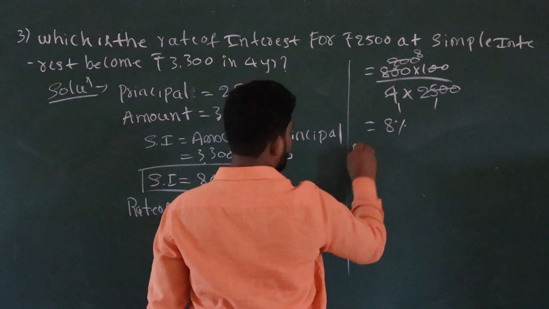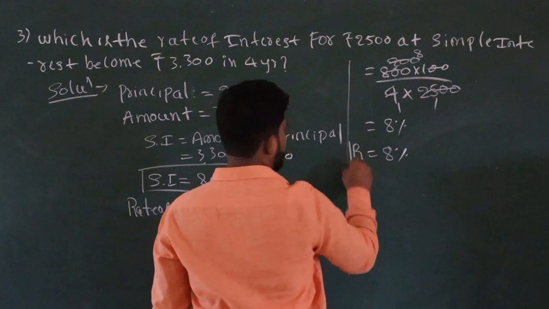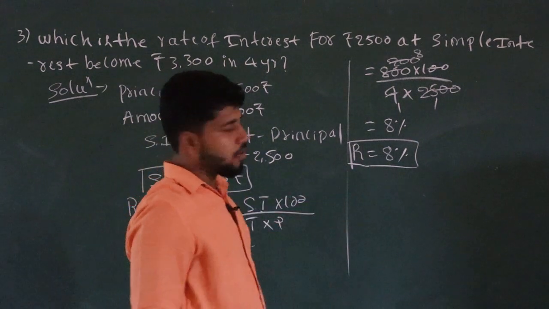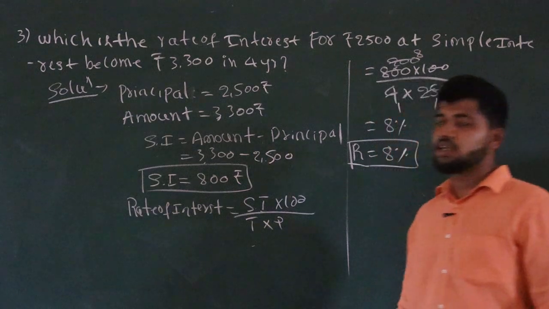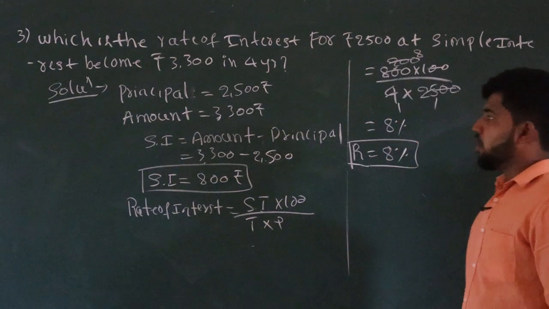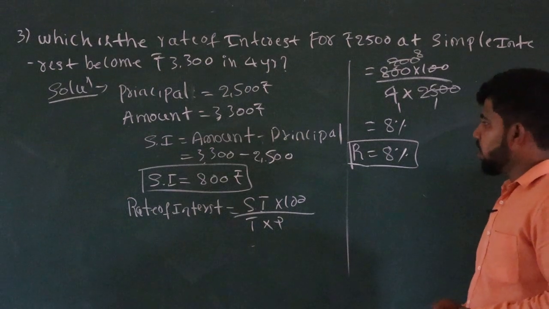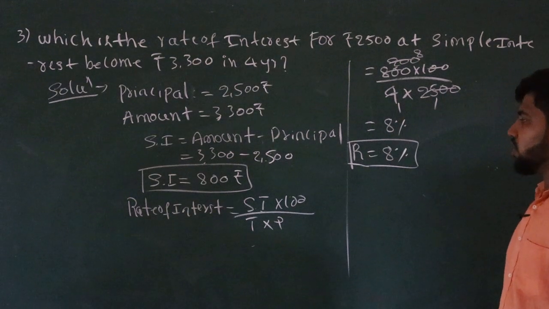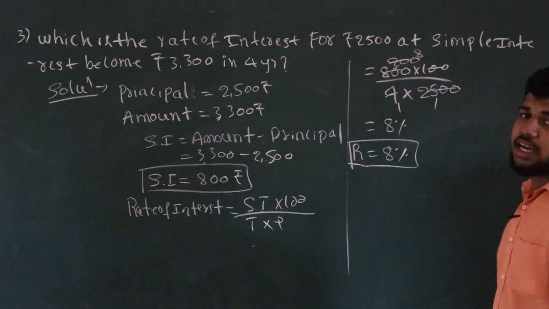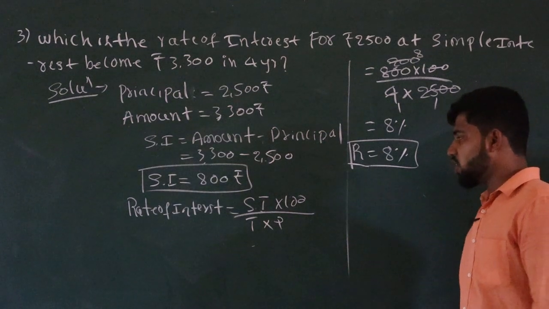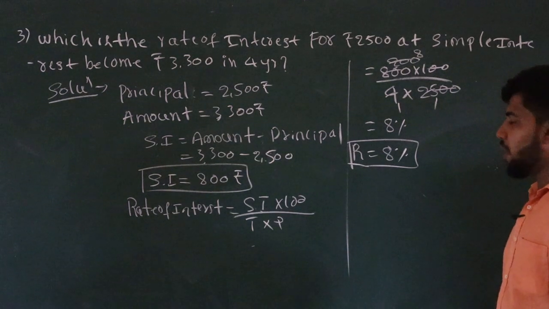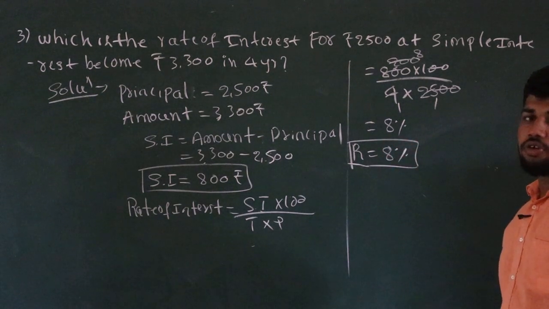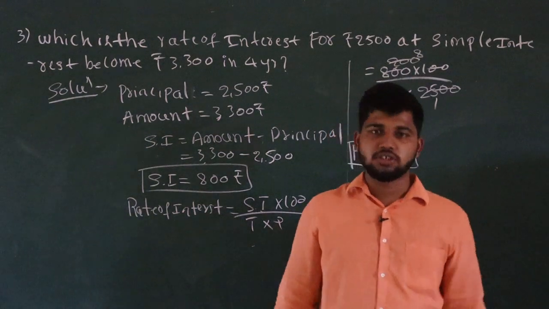8% is the rate of interest. Now the given problem asks us to find the rate of interest. They have given the principal and the amount. By using the simple interest formula, you subtract the amount minus principal, then you will get the answer. 3300 minus 2500 is equal to 800 rupees. Again, rate of interest is equal to simple interest into 100 divided by time into principal. Then you will get the rate of interest is equal to 8%.